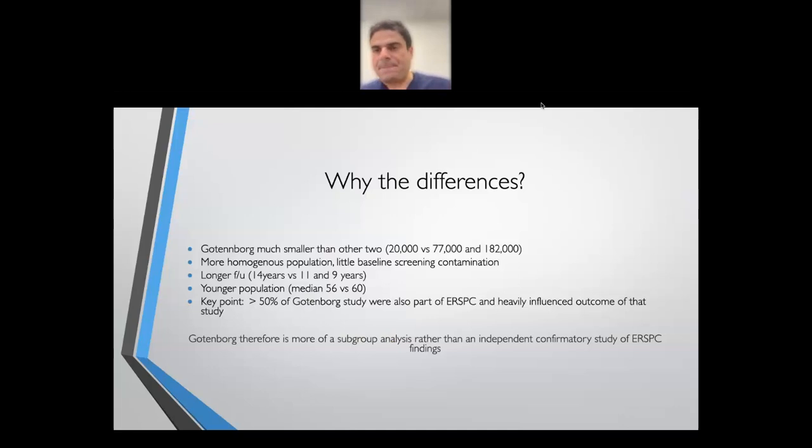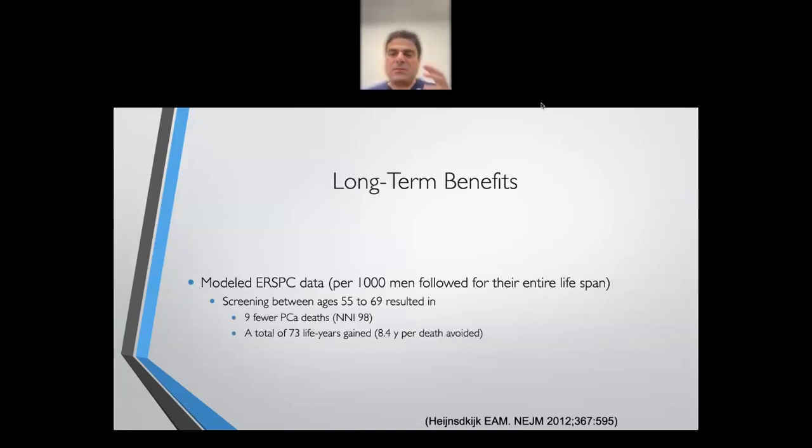Next. So when they modeled the European study for the screening versus not, they found that screening caused 9 fewer prostate cancer deaths, and you have a total gain of 73 life years gained, 8.4 years per death avoided. So if you have a grandfather, if you screened him, if he's going to get prostate cancer, you probably gave him 8.4 years extra. That's a lot. Next.